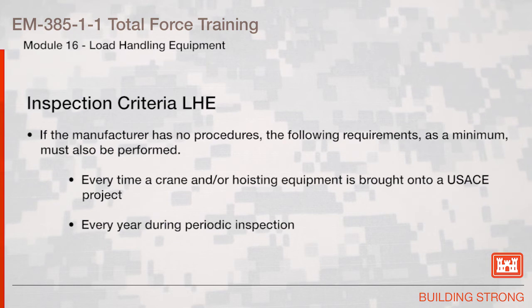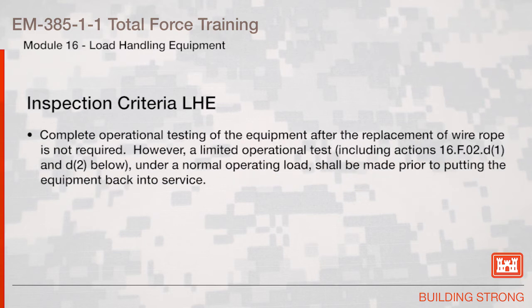Additionally, if the manufacturer has no procedures, the following requirements, as a minimum, must be performed. Every time a crane and/or hoisting equipment is brought onto a U.S. Army Corps of Engineers project, and every year during periodic inspection. Complete operational testing of the equipment after the replacement of wire rope is not required. However, a limited operational test, including actions 16.F.02.D1 and D2 below, under a normal operating load, shall be made prior to putting the equipment back in service.